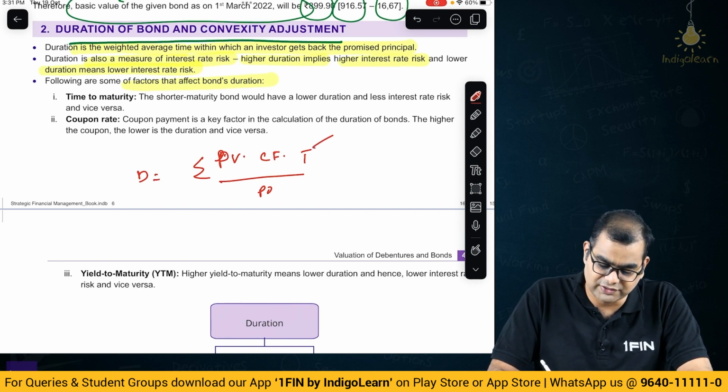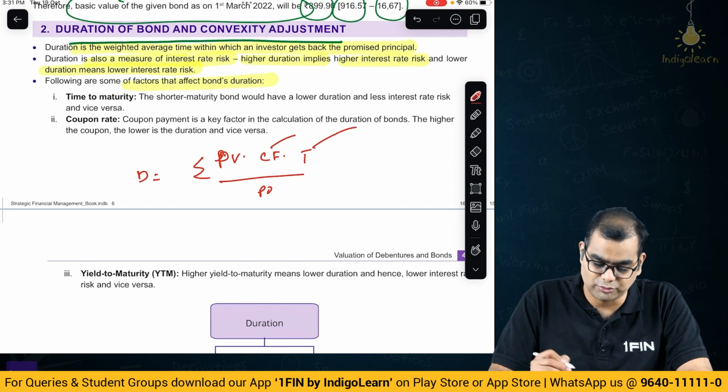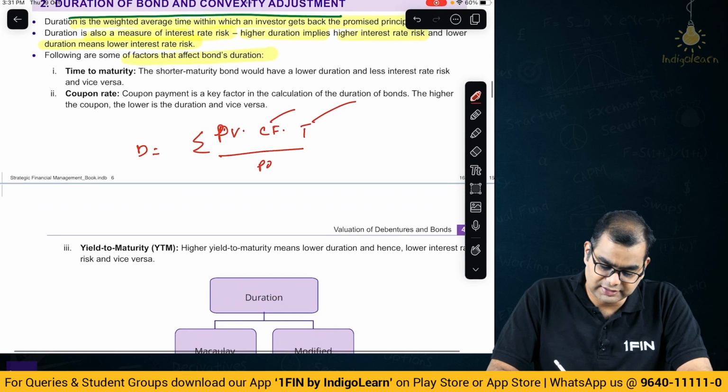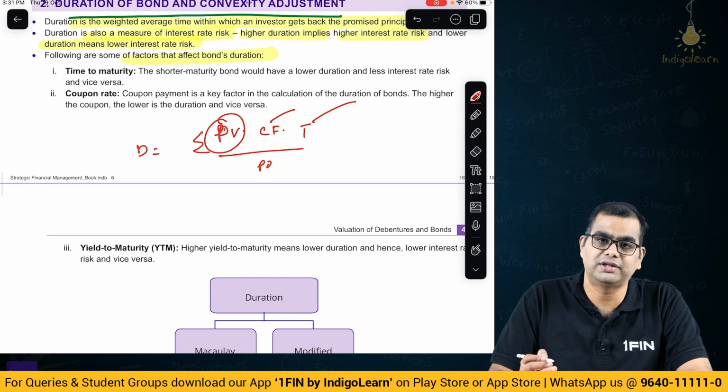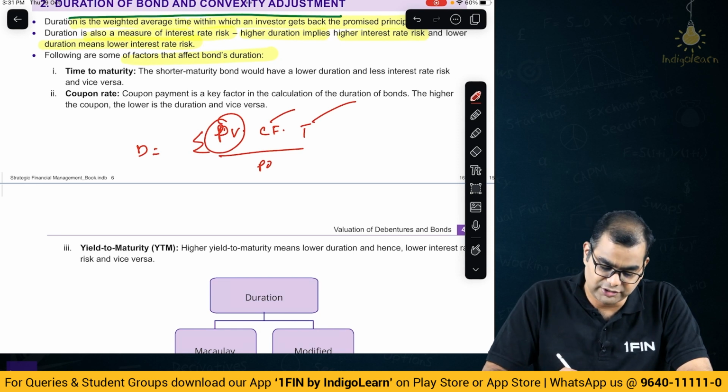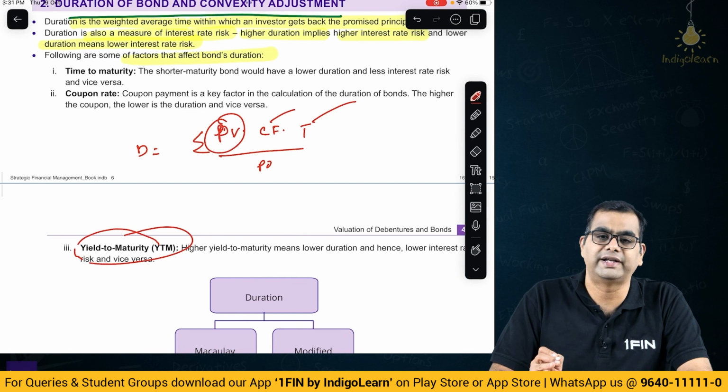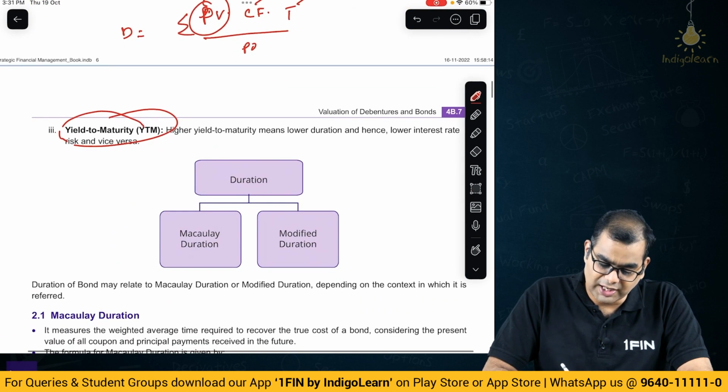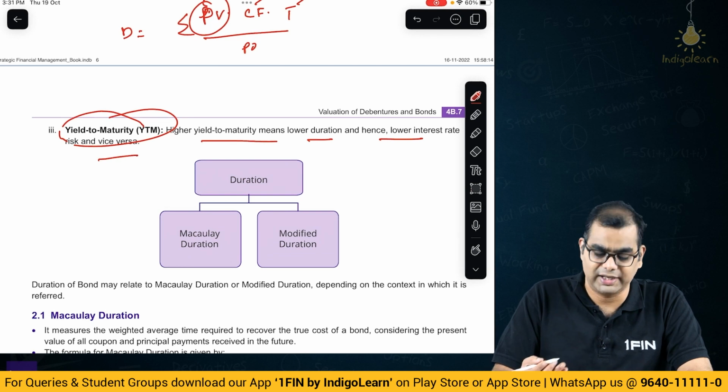influence duration? Obviously the first one is time, the second one is cash flow, which is coupon and maturity value, and the present value. How is present value computed? How do you compute the present value factor? By using the yield to maturity, the YTM rate determines it. So higher YTM means lower duration and hence lower interest rate risk, and lower YTM means higher interest rate risk.